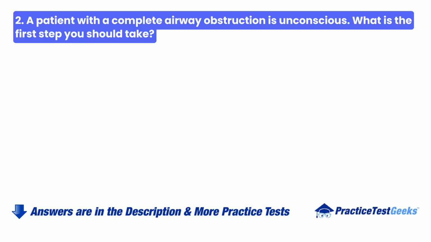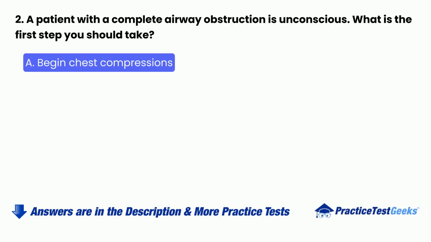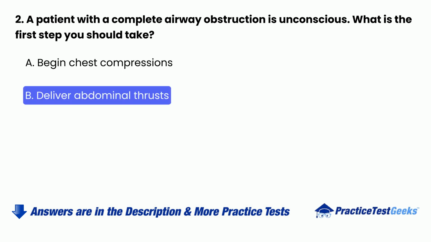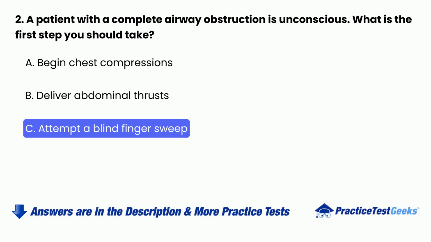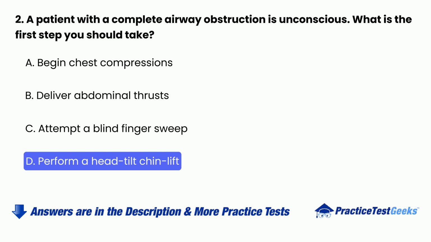2. A patient with a complete airway obstruction is unconscious. What is the first step you should take? A. Begin chest compressions. B. Deliver abdominal thrusts. C. Attempt a blind finger sweep. D. Perform a head tilt chin lift.